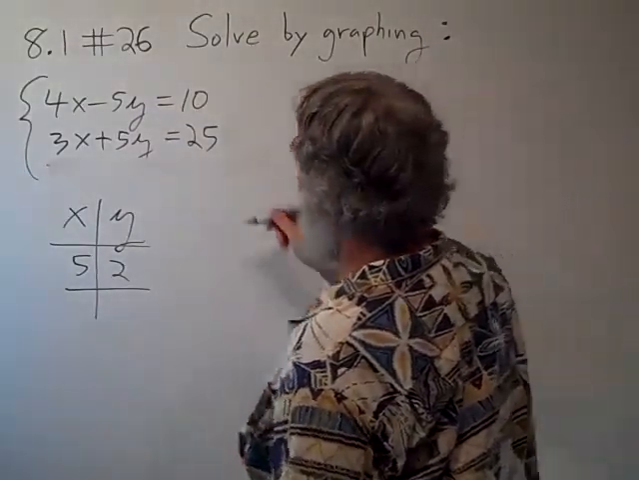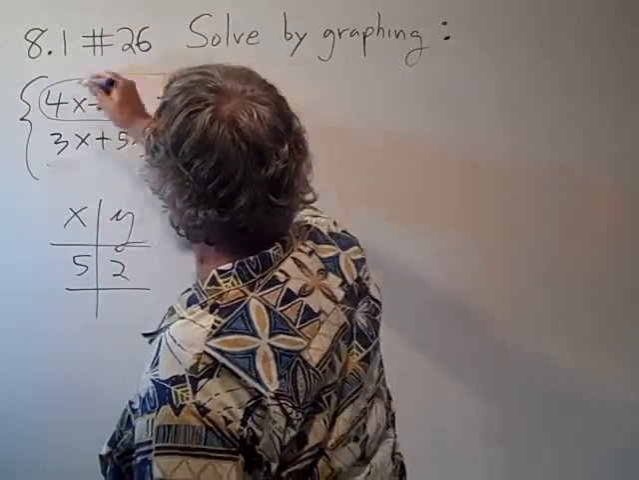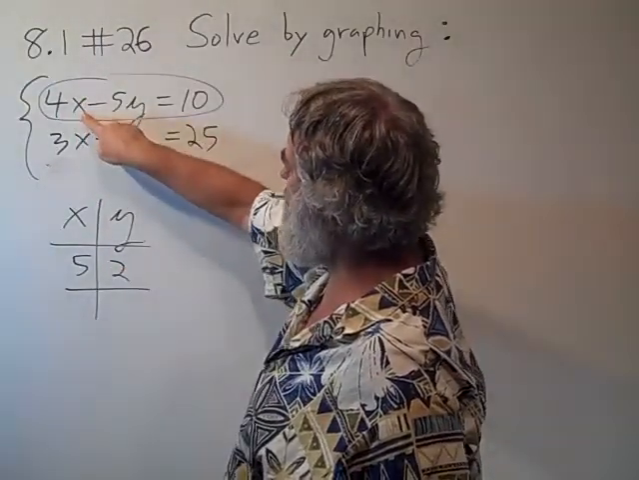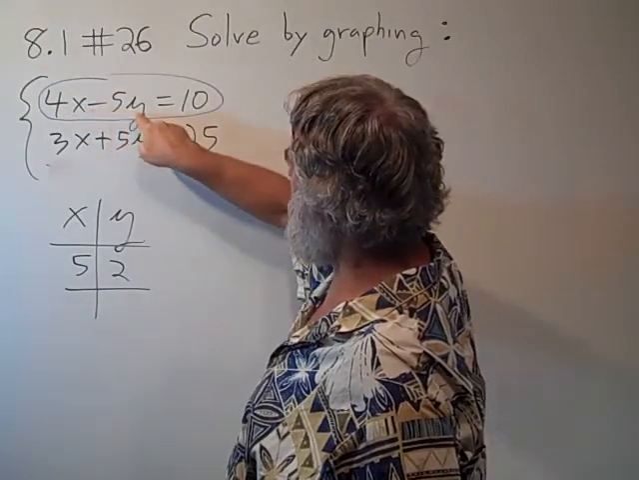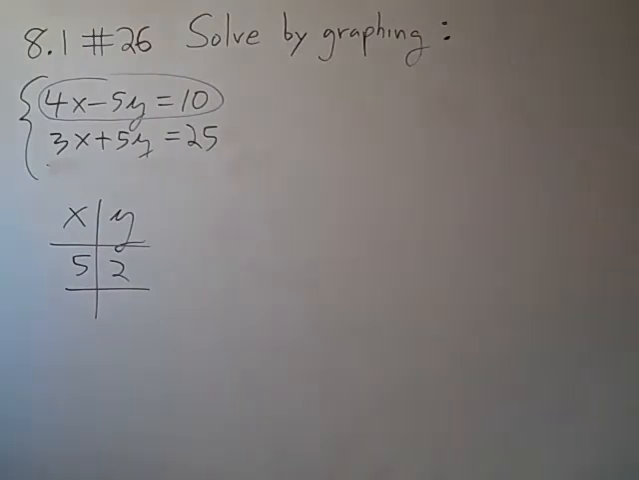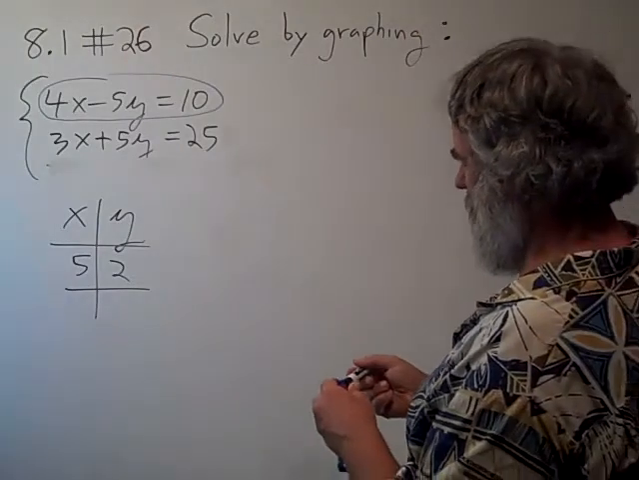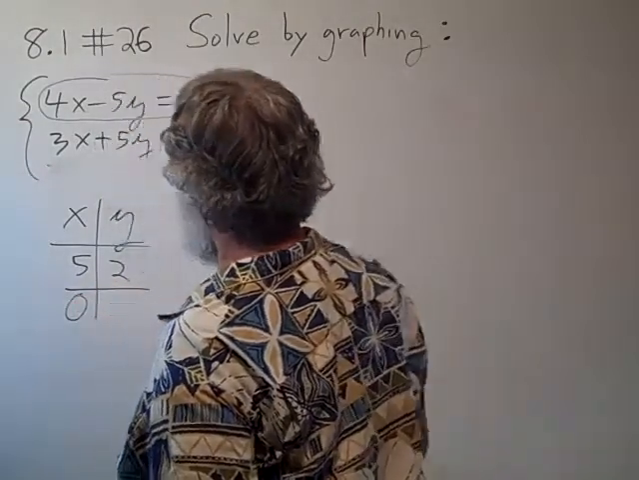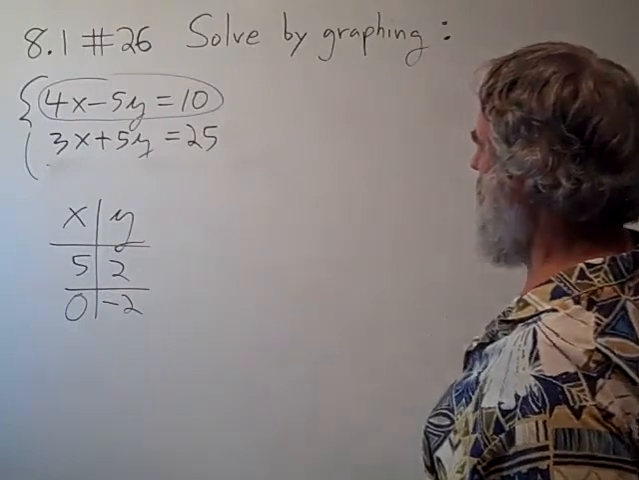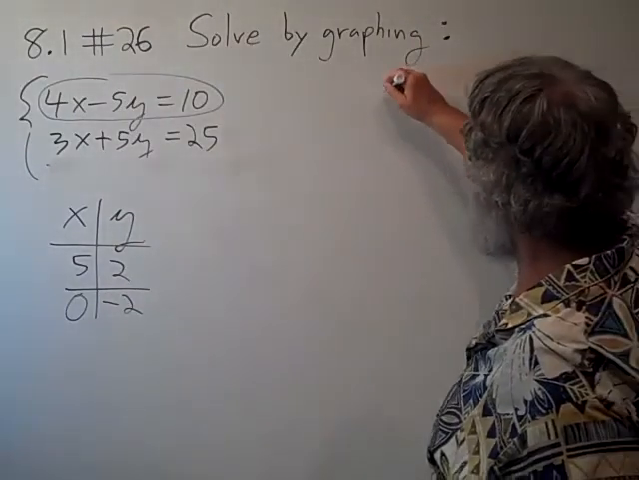Right now we're focusing on this first line up here. We found one point on it because when x is 5, 4 times 5 is 20. 20 minus 10, 5 times 2 is 10, equals 10, so that's certainly a point on that line. For another point, let's let x equal 0. If x is 0, then negative 5 times negative 2 would make a positive 10. So we can graph that line.